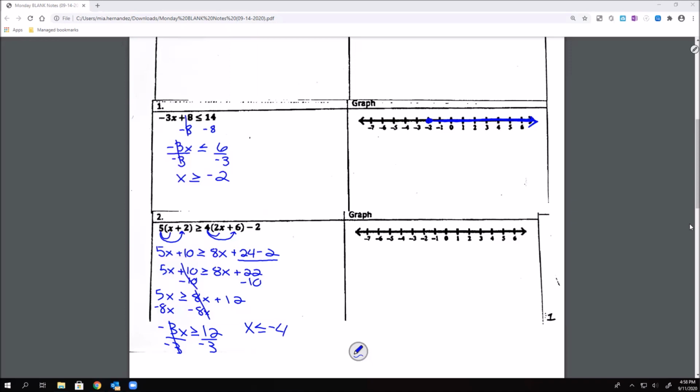Now all I got to do is graph it. So I'm going to look at my graph and find my negative 4. Since I am equal to, I get a closed circle on my negative 4. Now x is less than or equal to negative 4, so it's everything smaller than negative 4. I follow the way that my sign points. So that means my graph should look something like that.